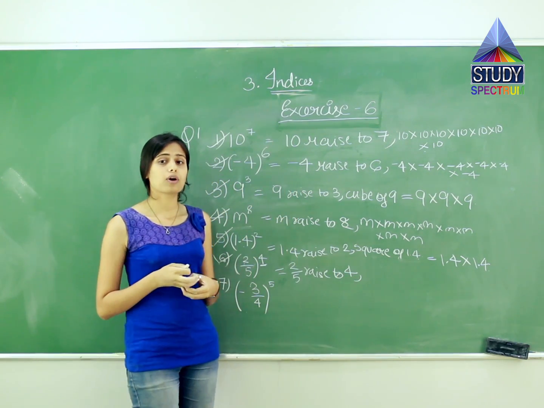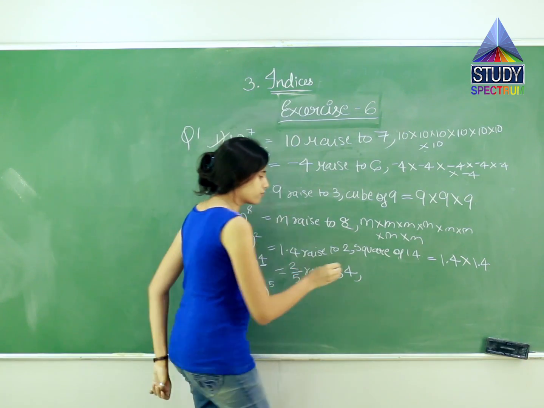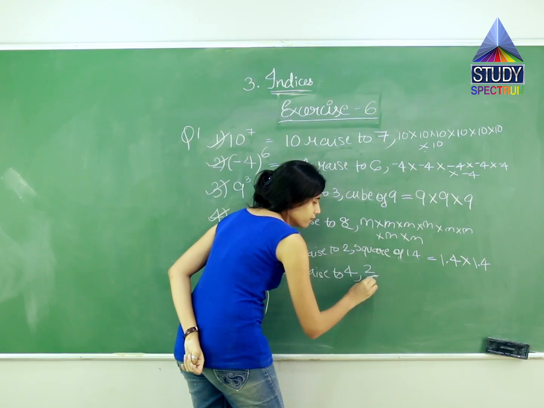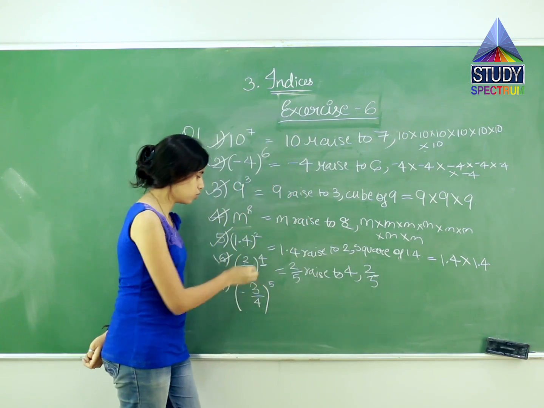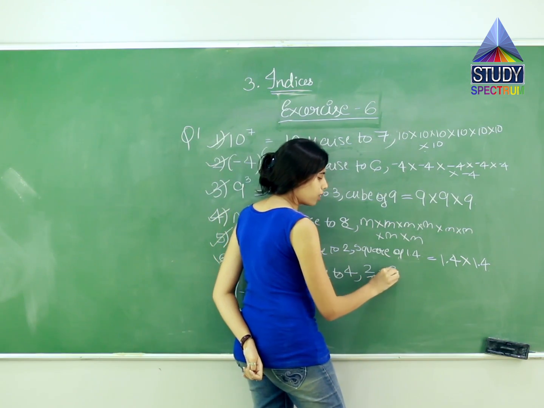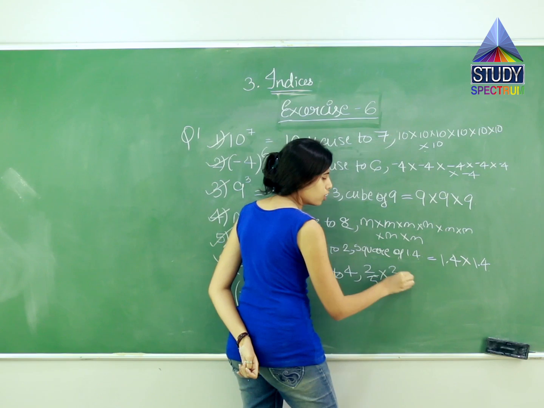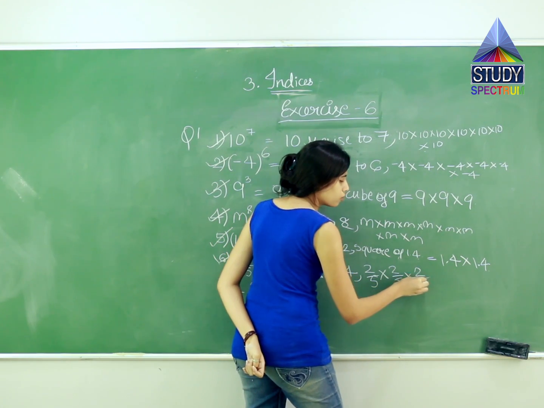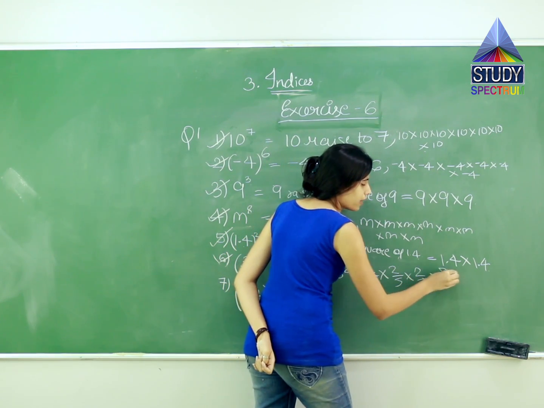Now tell me what is the product form of this? The product form of this is 2 by 5. How many times? Look over here. 4 times. And a multiplication sign in between all of them. So 2 by 5 into 2 by 5 into 2 by 5 into 2 by 5.